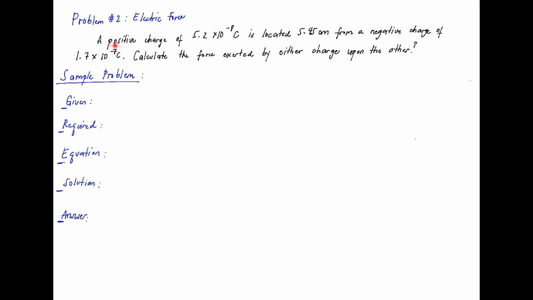Next, problem number 2. A positive charge of 5.2 times 10 raised to negative 8 coulomb is located 5.45 centimeter from a negative charge of 1.7 times 10 raised to negative 7 coulomb. Calculate the force exerted by either charge upon the other. So let's try to write first the given.